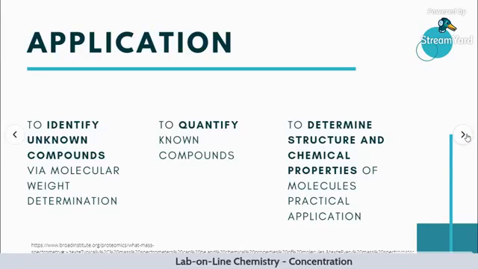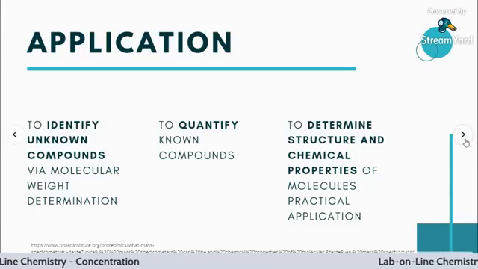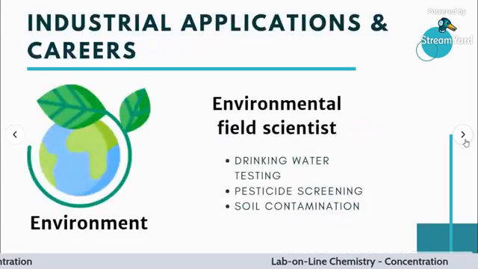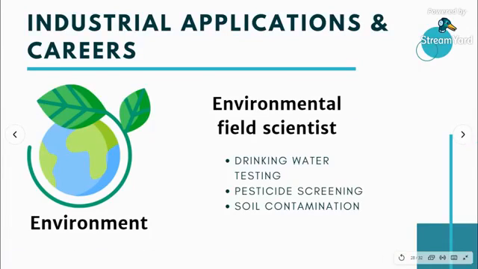Since we have gone through the short introduction of mass spectrometry, have you thought about its industrial applications? The first one is the environment. Environment scientists use mass spectrometry to test the water at our water source, and also at the water plant, to check if it's safe to drink before it is sent to households. Besides, it also works for agriculture, as we want to know whether the land is fit for plantation by checking pesticide screening and soil contamination. So that's all for environment.